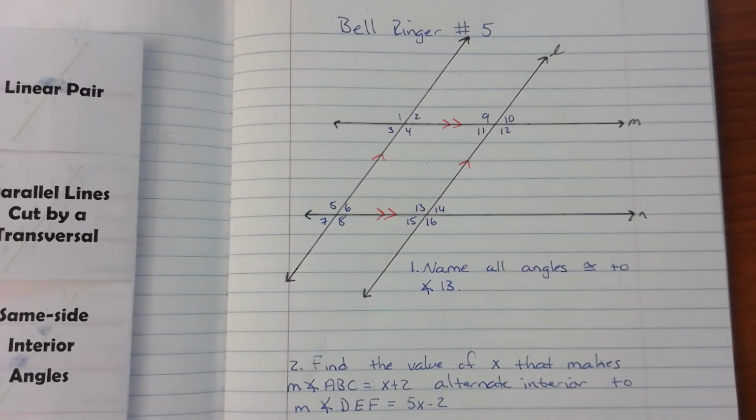Madison, get one. 16, why? They are congruent, why? No, adjacent means next to. I agree, but what is that called? Because you're not being precise enough. Vertical. 13 and 16 are vertical angles.